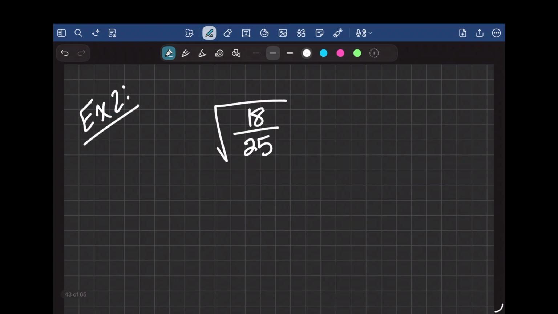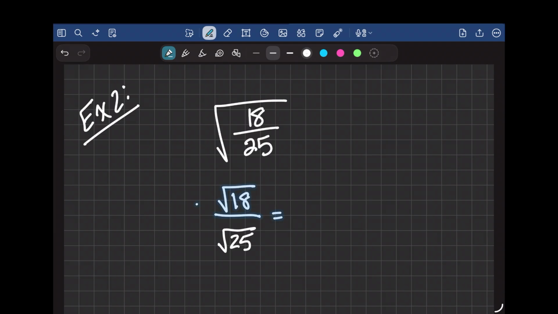All right, looking at example 2, 18 over 25. I cannot simplify that fraction. They're not both even, so I can't divide by 2. So moving straight on to that second step, we're going to divide square root of 18 by the square root of 25. So I'm applying that root to the top and the bottom. And then we're going to try and simplify this.